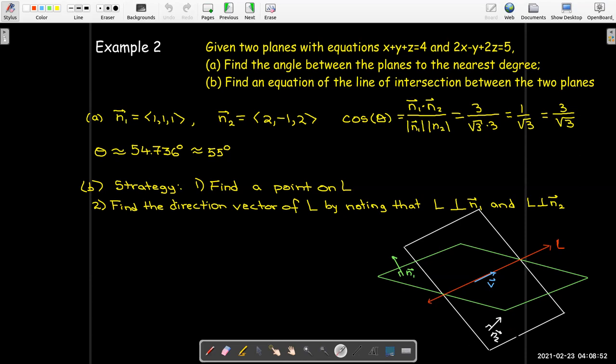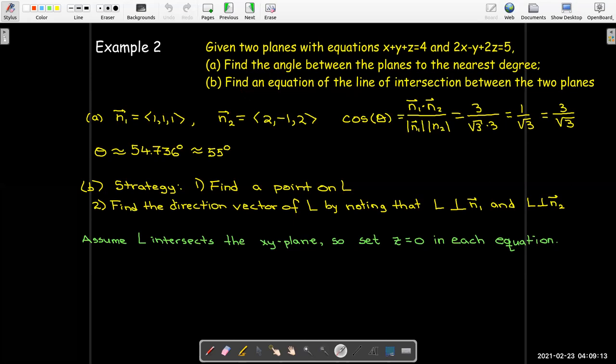That's how we're going to find at least a vector which I can choose for V. Remember, V is not unique. The direction vector for a line is not unique. We just need to find some vector which is parallel to the line. So let's go through and first find a point on the line.